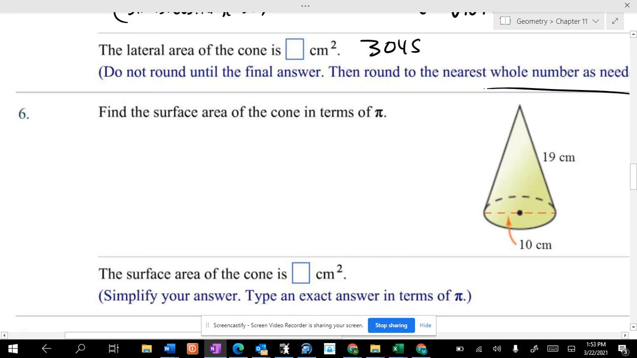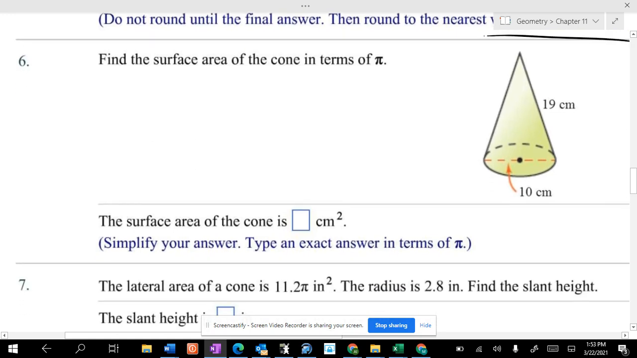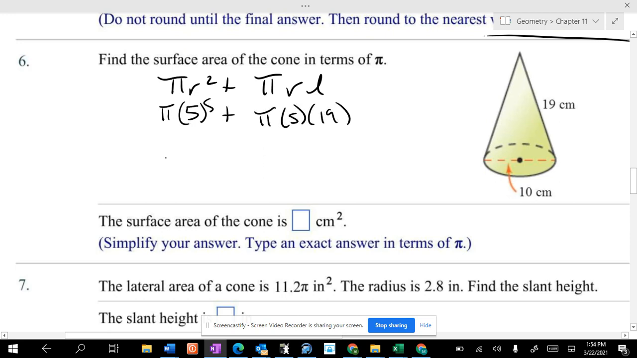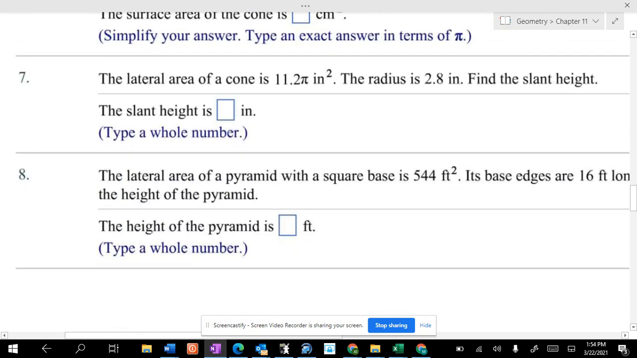Surface area of the cone. Okay. They give you all you need there. Okay. Pi r squared plus pi r L. You know what r is? And slant height is 19. Just do the math. You can do that.